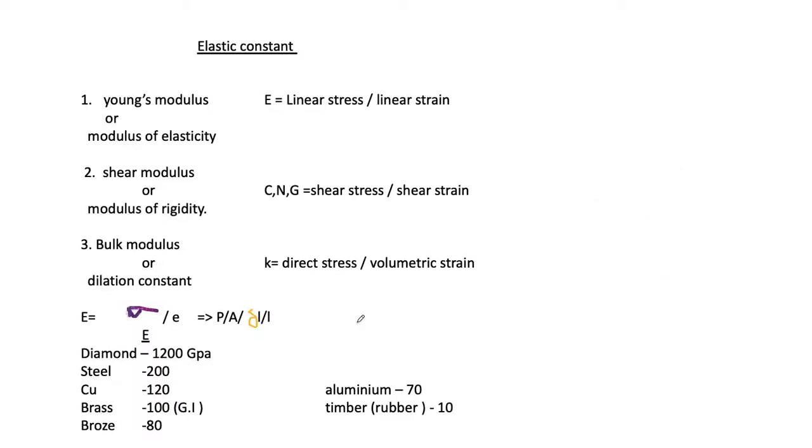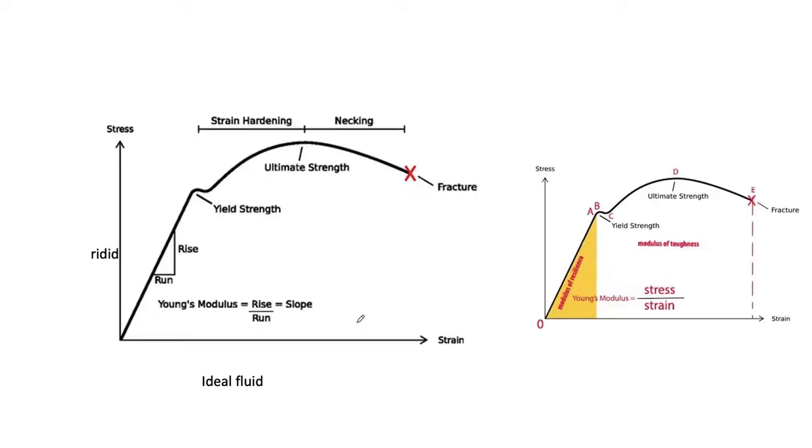This is the figure I'm showing. Strain hardening, yielding. This is the rigid fluid and ideal fluid stress strain. This is the mild steel diagram. Firstly, it changes into what we can say the elastic region. This is the yield strength. This is the ultimate strength. Up to here we can call it strain hardening and necking. At that point, the cross mark we can call fracture. Modulus is nothing but rise over run, which is nothing but slope.